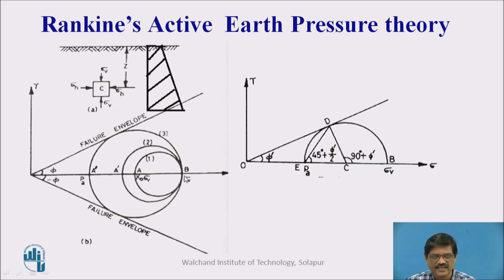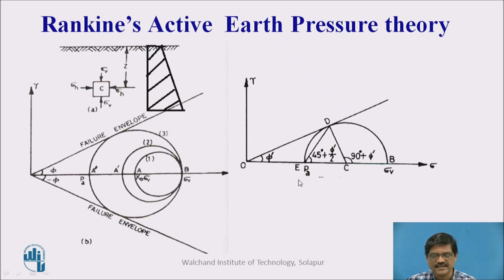Therefore you can see sigma V is constant, sigma H is reducing, which means I will get another circle here. Then with the further movement of the retaining wall, sigma H goes on reducing, and you can see another bigger circle. This movement goes on continuously till the corresponding circle touches the failure envelope. Once it touches the failure envelope, it represents the failure of the soil, and that Mohr circle which is touching the failure envelope is considered for the further analysis.